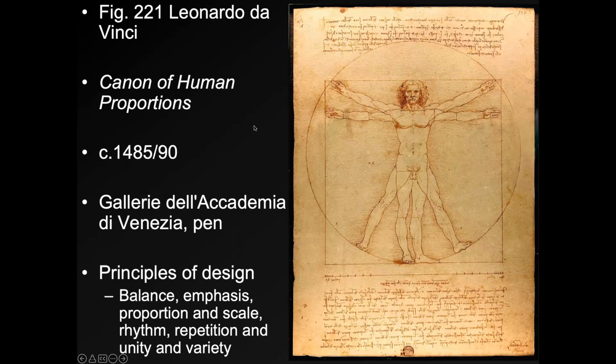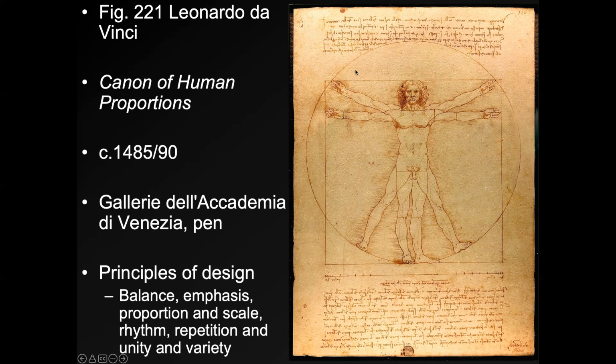So this is Leonardo's The Canon of Human Proportions. And in this one, he's basically trying to set up the principles of what he thinks is good design. So in this, he talks about balance, emphasis, proportion and scale, rhythm, repetition, and unity and variety.